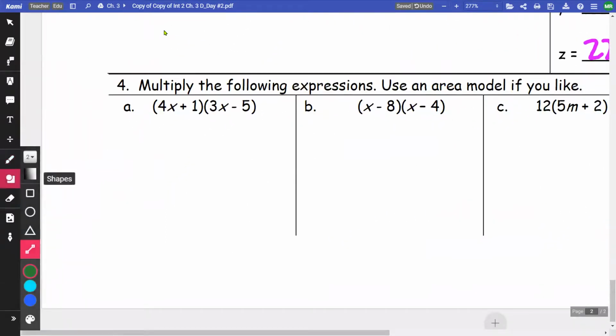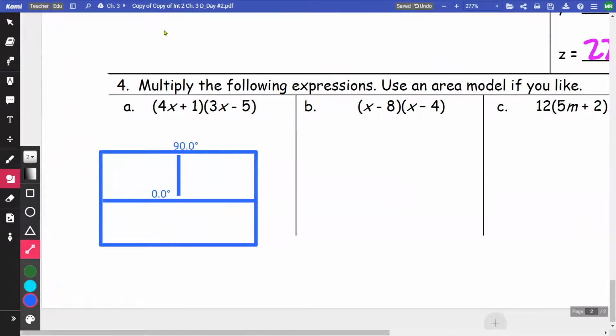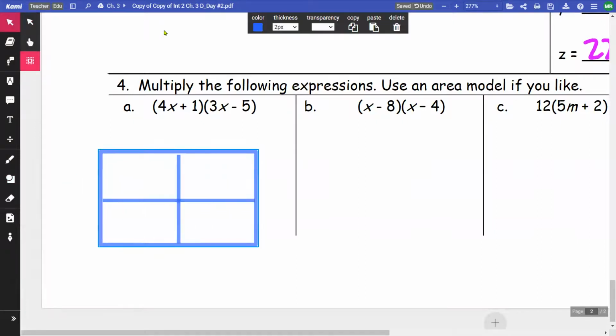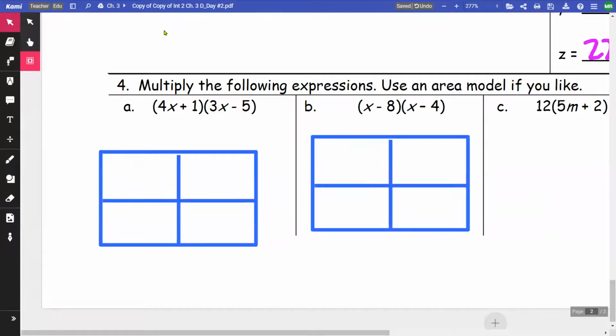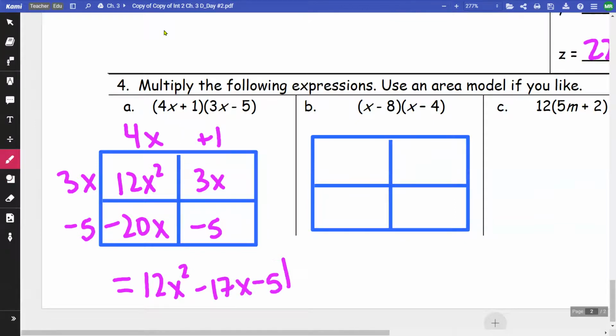Okay, on this one, I am going to do a box, and I am going to copy and paste this over here. So for this, I have a 4x and a plus 1. I have a 3x and a minus 5. I get 12x squared plus 3x minus 20x minus 5. So my final answer, write out your answer, 12x squared minus 17x minus 5. That is my answer.